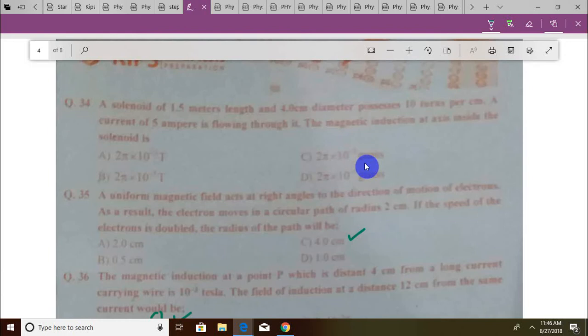जब हम 2π करेंगे तो ये बन जाएगा 10⁻³ टेस्ला। वो नज़र नहीं आ रहा, मेरे ख्याल में ये -3 ही लिखा हुआ है। गॉस में कन्वर्ट करना है, एक टेस्ला में कितने होते हैं?